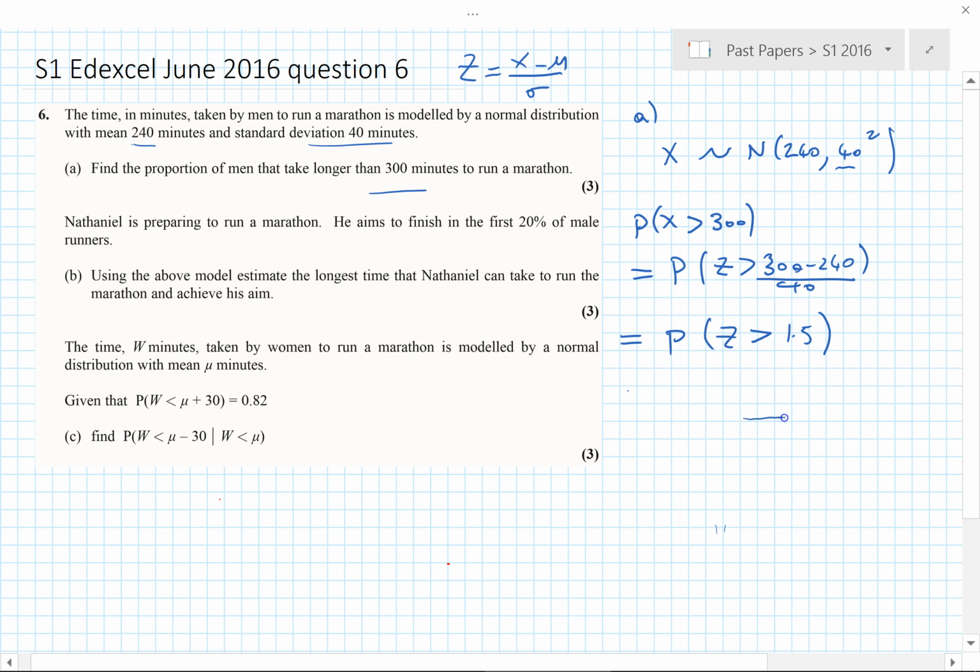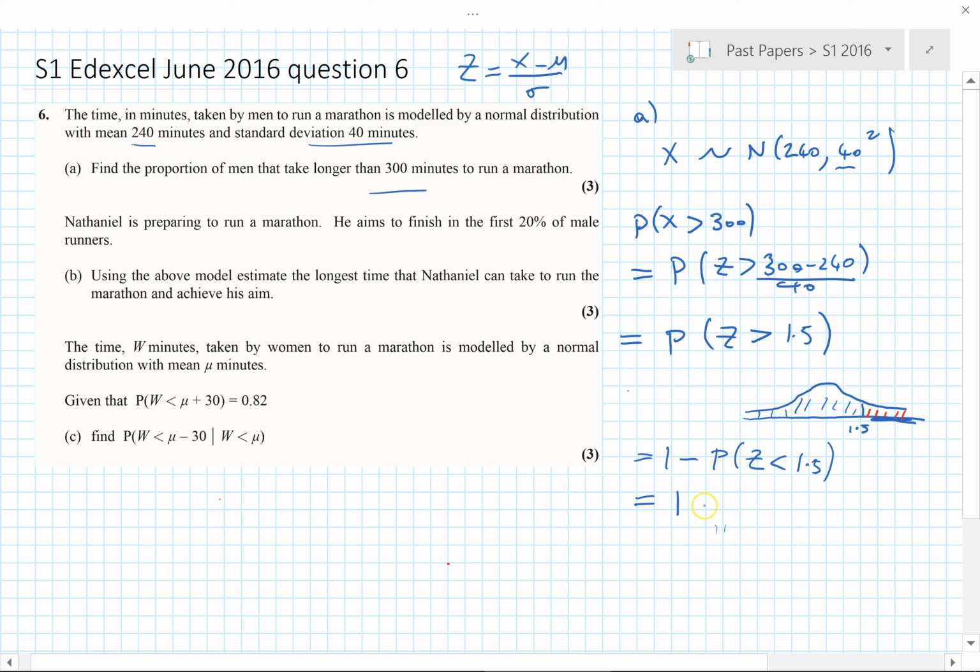So it's pretty straightforward. I always like to draw a diagram with these. Probably don't have to here, but just a good habit to get into. We're asked for the probability. We're being asked for this area here. So we need to look for the numbers in the tables, but basically that's equal to 1 minus the probability that z is less than 1.5, because the number in our tables will give us this area.